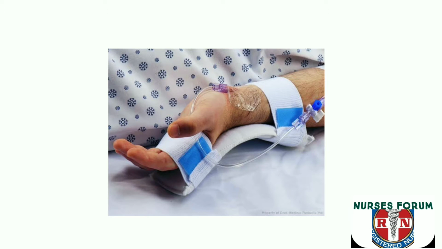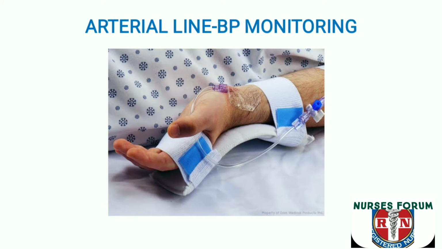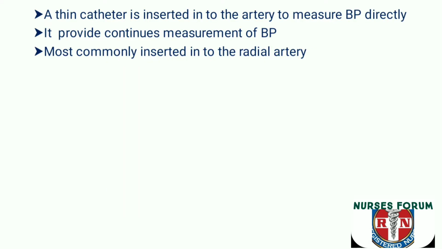Which line is being inserted in this patient? Right answer is arterial line for BP monitoring. A thin catheter is inserted into the artery to measure BP directly from the artery, and it provides continuous measurement of BP. Most commonly, we insert this catheter into the radial artery.